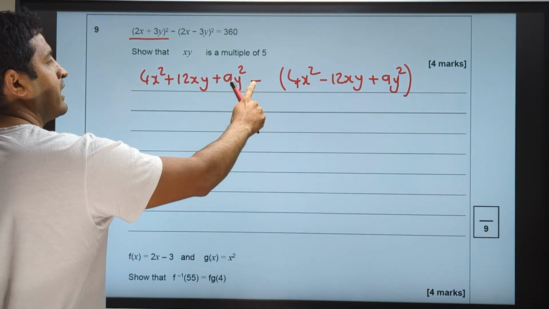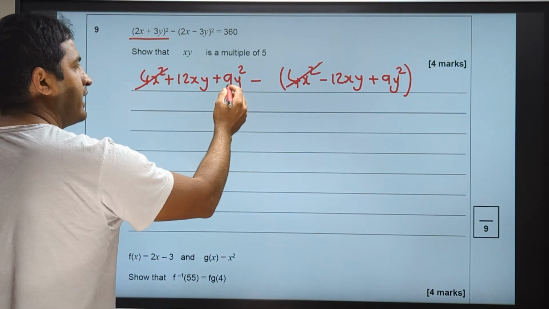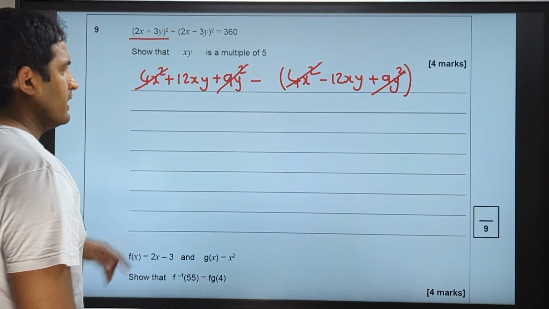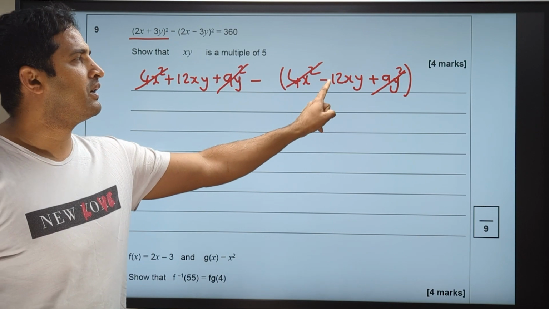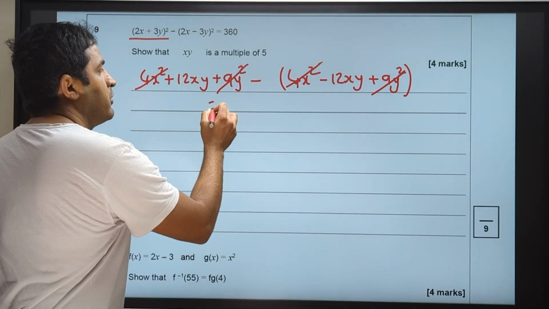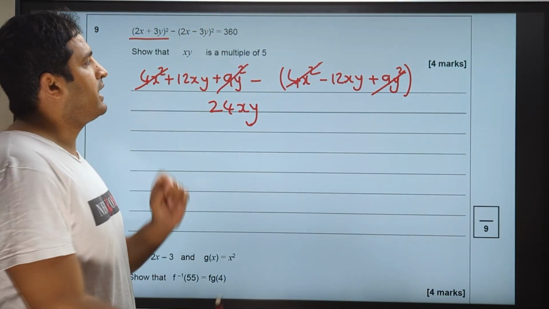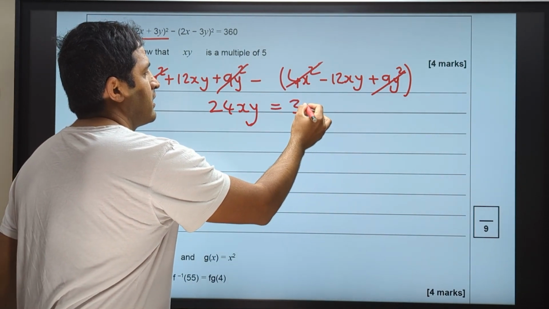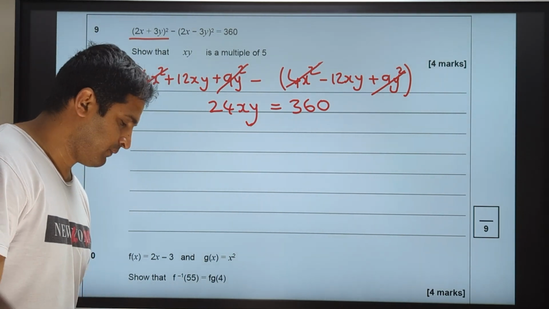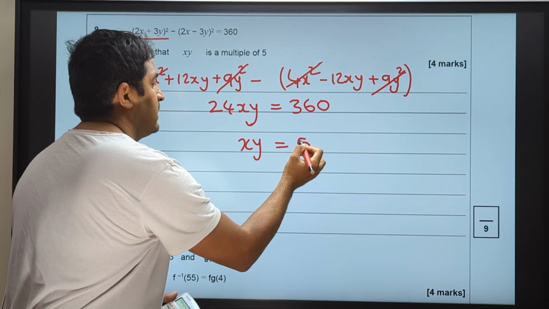So 4x squared take away positive 4x squared, they cancel each other out. 9y squared take away 9y squared, they cancel each other out. So what you're left with here? 12xy take away negative 12xy. So 12xy take away negative 12xy will give you 24xy. And that should be equal to 360. So if I divide both sides by 24, what would you get? We get 15. So we got xy is equal to 15.